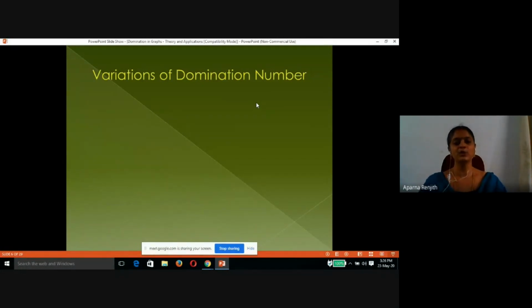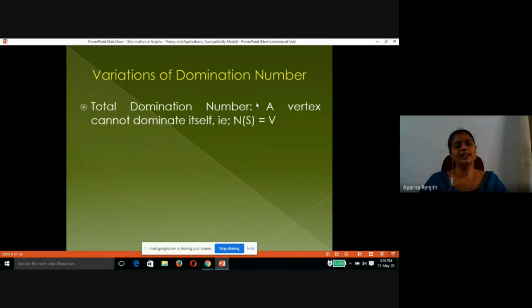Now moving on to variations of domination number. I already told you that domination number is very much applied in security systems. So in a security system, the places to be observed are all vertices, and two places are joined by a line if one place can be observed from the other, and we will be placing security officers in such a way that every place is monitored by a security officer.